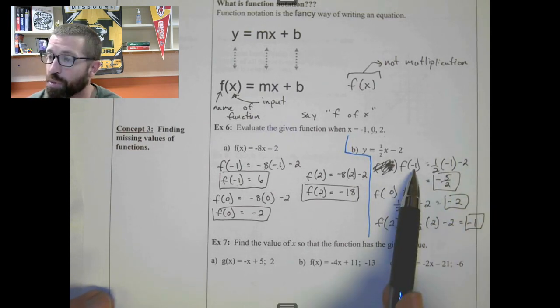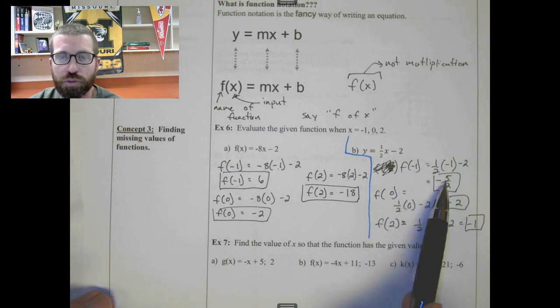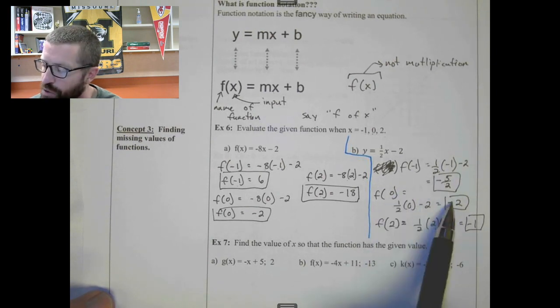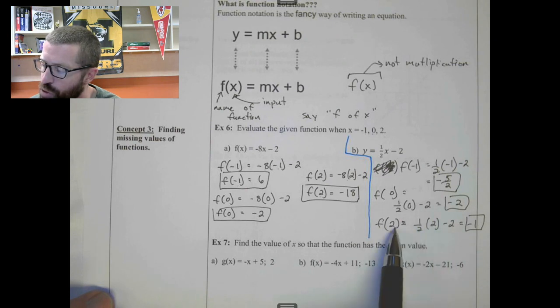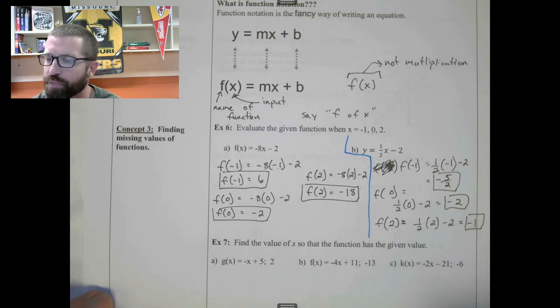So these are the values. When you plug in -1, you get -5/2. When you plug in 0, you get -2. And when you plug in 2, you get -1.